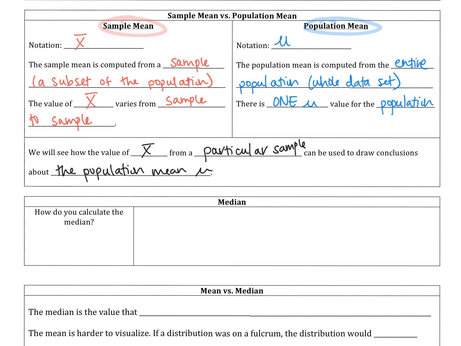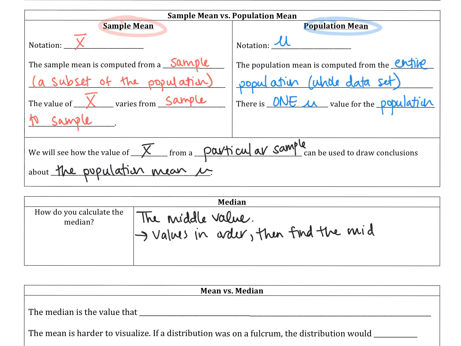All right, let's talk about the median. Remember, the median is the middle value of a data set. For the most part, we can find the median using our calculator, but just a reminder that the values need to be in order, and then you find the middle. For example, if our data set was 1, 2, 3, 4, and 5, we would cross off values until we got to that median value, 3.